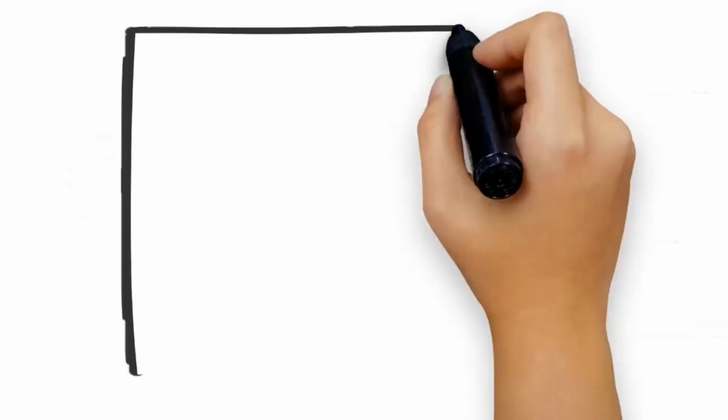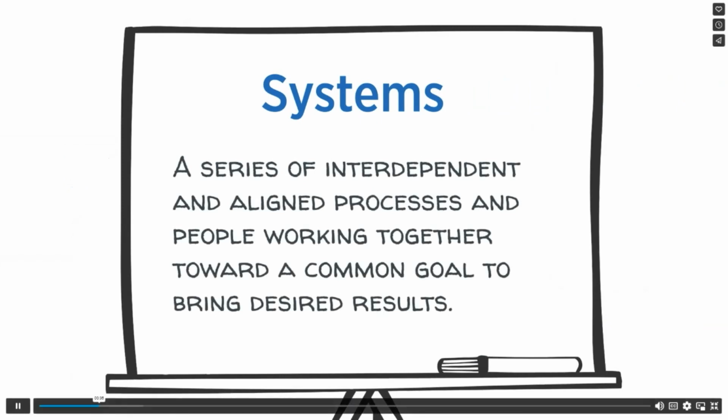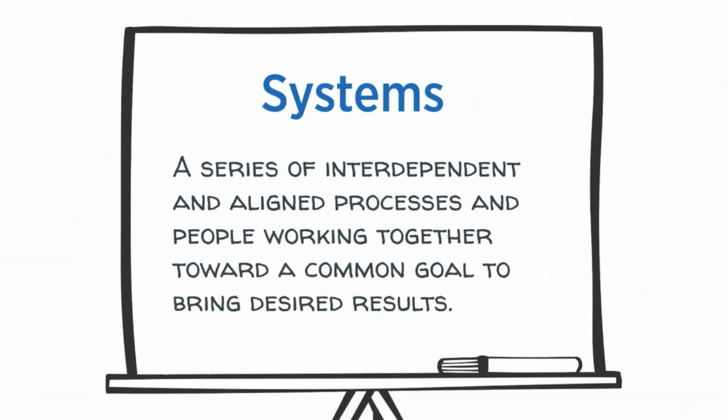It is important to think about what a system actually is, especially in the context of schools. When we think about these kinds of systems that involve people, commonly known as organizational systems, we can define a system as a series of interdependent and aligned processes and people working together toward a common goal to bring desired results. This definition highlights the first aspects of systems to look at.